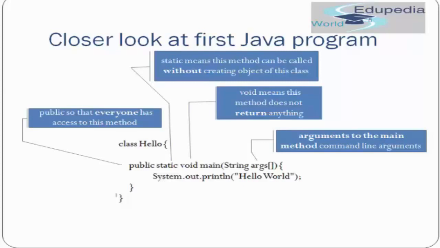Why do you need to create an object of a class just to get a date? You should be able to directly call that method. In that case, you can use the static keyword in front of that method.